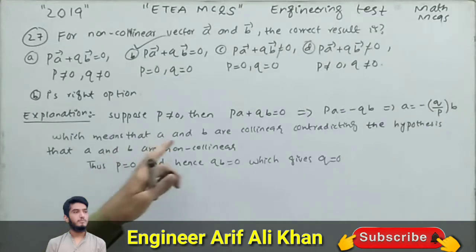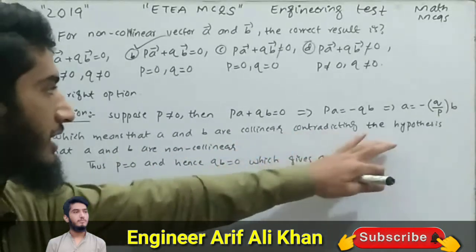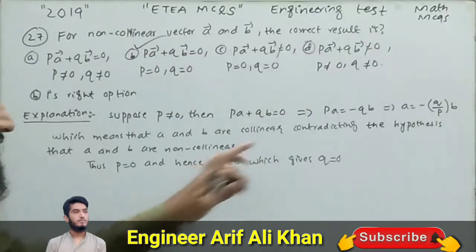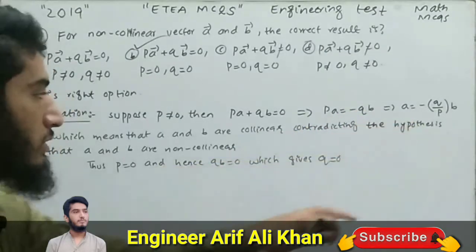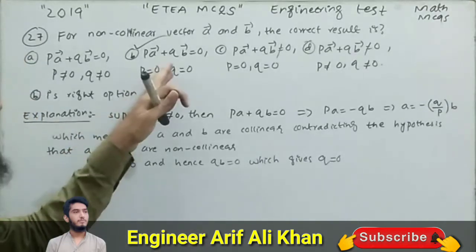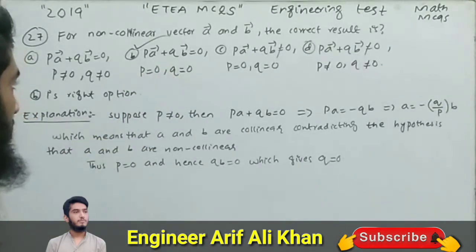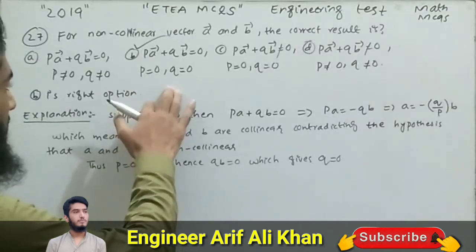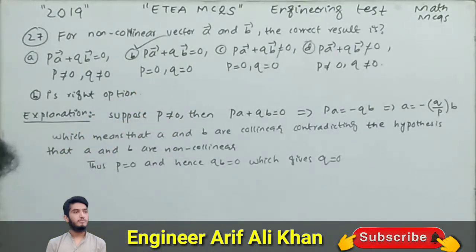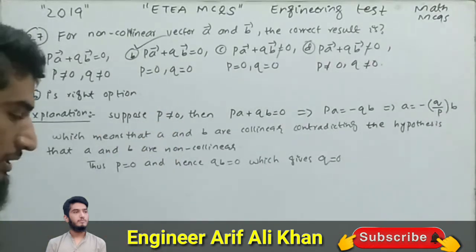Now it means that A and B are collinear, contradicting the hypothesis that A and B are non-collinear. So it means that p is equal to 0. So by putting the value of p as 0, we will get the value of q is equal to 0 and qB is equal to 0. It means that all of the three values should be equal to 0. This is the statement of a theorem. So this is present in FSc Part 1 Mathematics, chapter number 3, Vector. So the correct option for this MCQ is option number B.